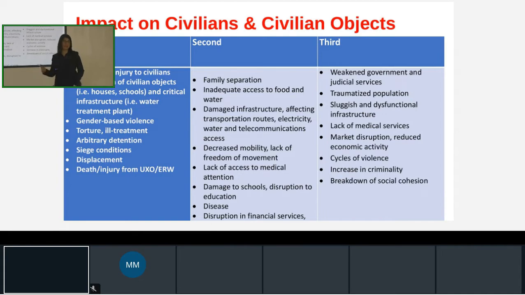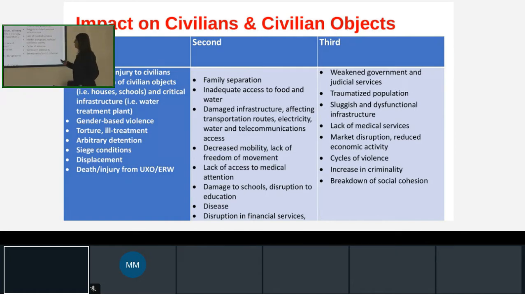screening sites and civilians can be arbitrarily detained because they think that they are a suspected ISIS fighter or an adversary. Siege-like conditions where people can be potentially starved. We've seen that in Syria with the Assad regime, where they created siege-like conditions in eastern Ghouta, and people were eating leaves to survive. Of course, widespread displacement, and then the death and injury that comes from unexploded ordnance, explosive remnants of war, and that can last for decades.